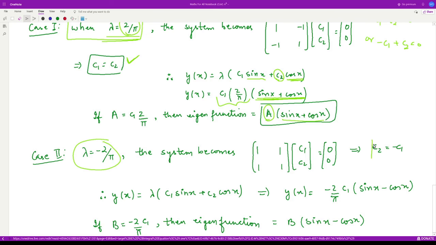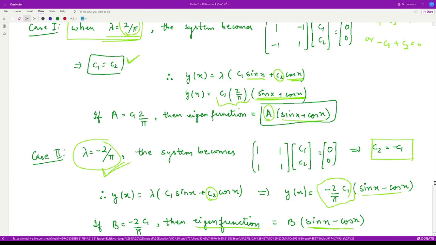From here you see C2 is equal to minus C1. So our y(x) was lambda into C1 sin x plus C2 cos x, so we could write this as minus 2 upon pi C1. We can replace C2 by minus C1 and we'll obtain this, right? So now it would be some arbitrary constant into sin x minus cos x. So the eigenfunction corresponding to the eigenvalue minus 2 upon pi would be equal to some constant, let me call it b, into sin x minus cos x.